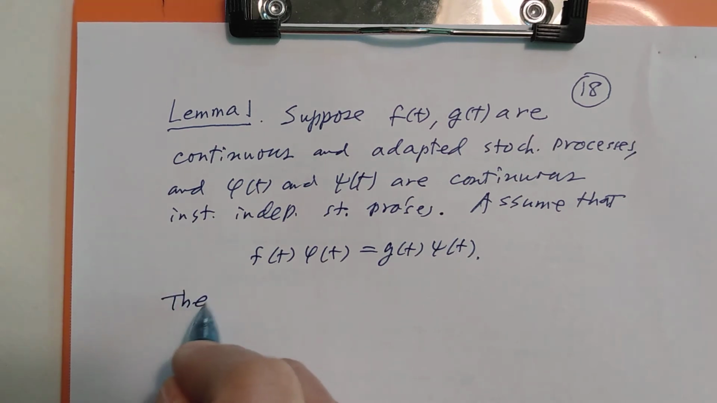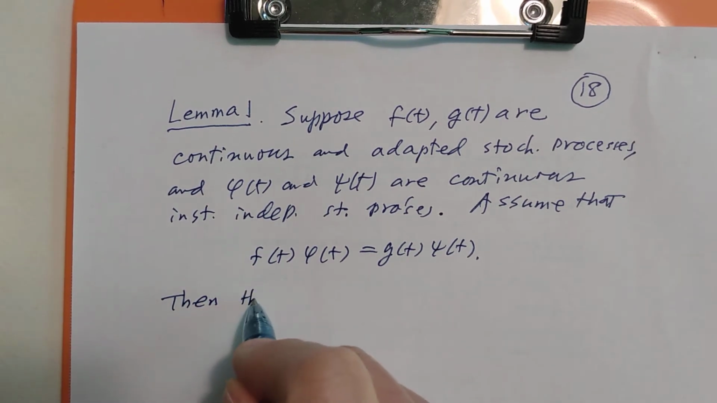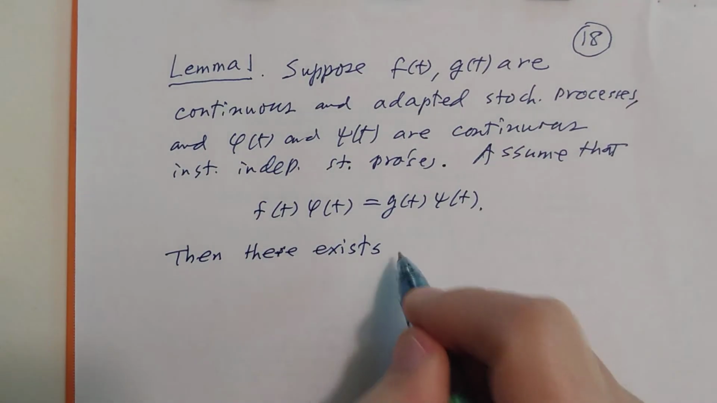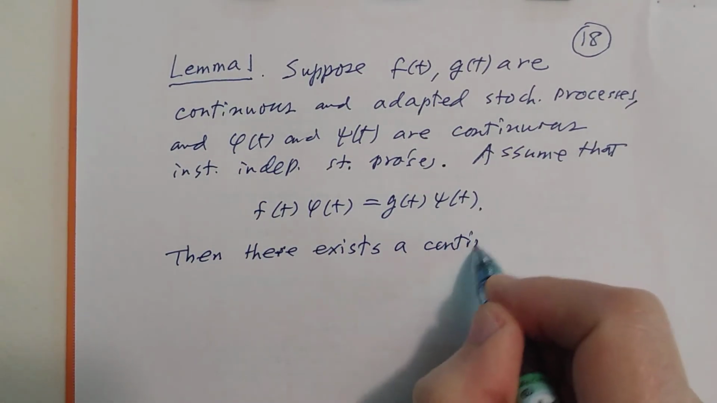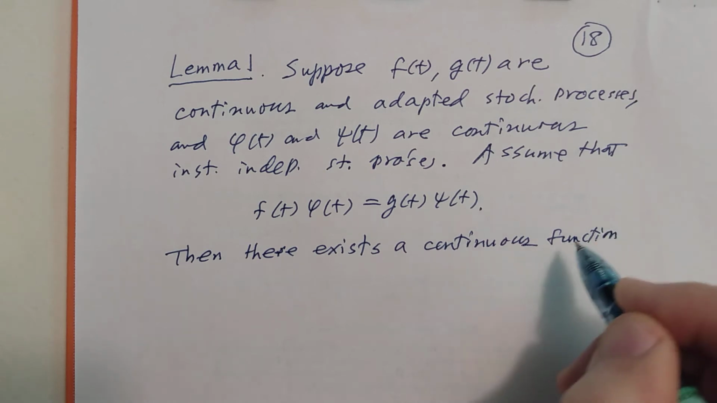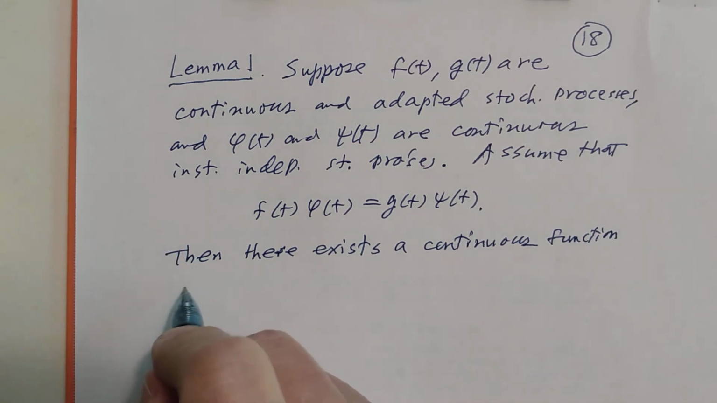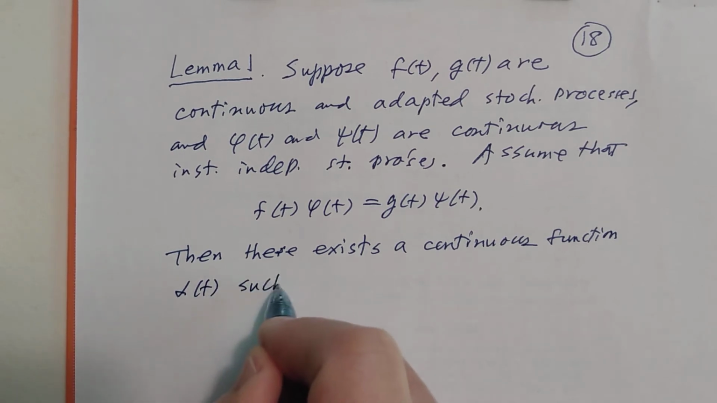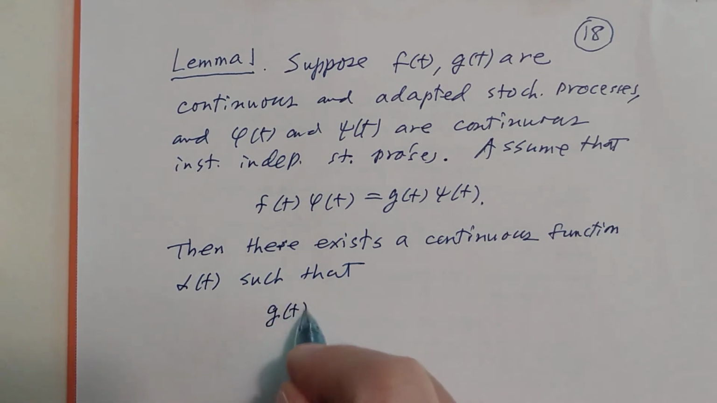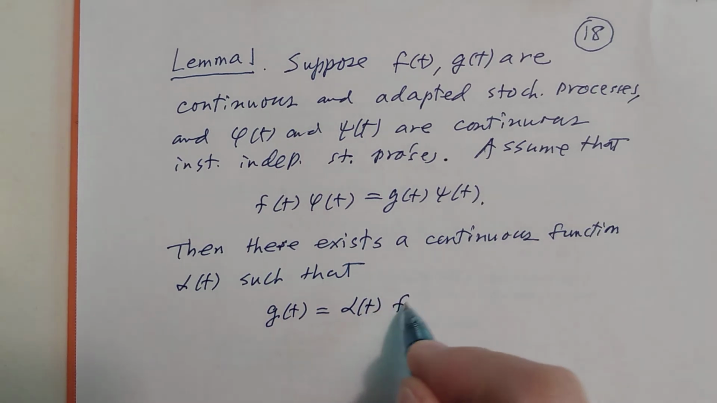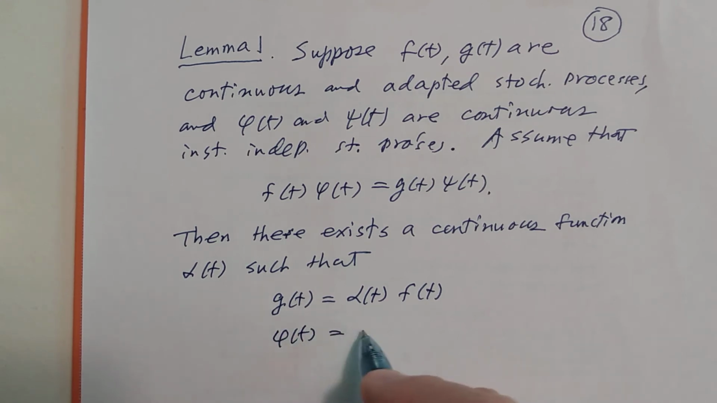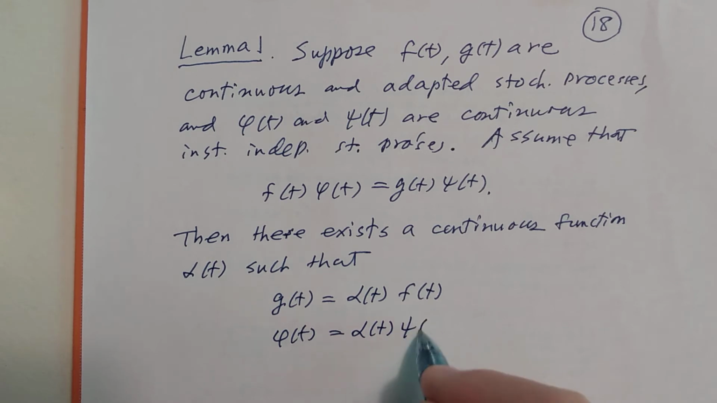Then there exists a continuous function, which is of course deterministic, alpha_t, such that g_t equals alpha_t times f_t and phi_t equals alpha_t psi_t.